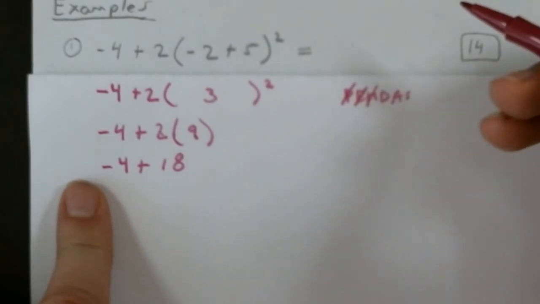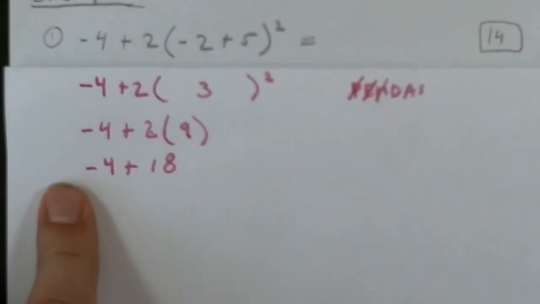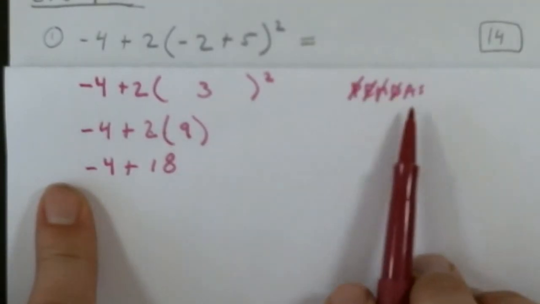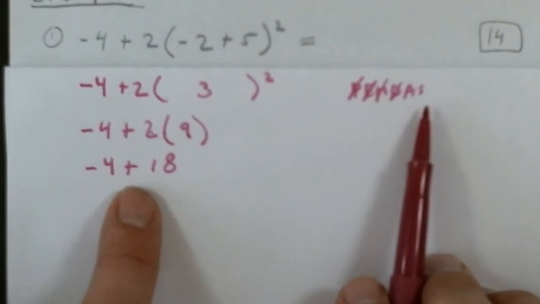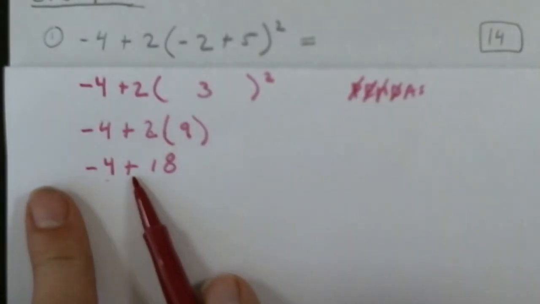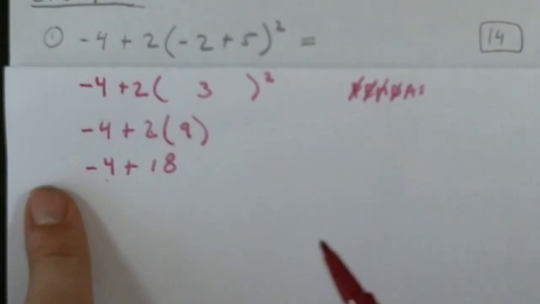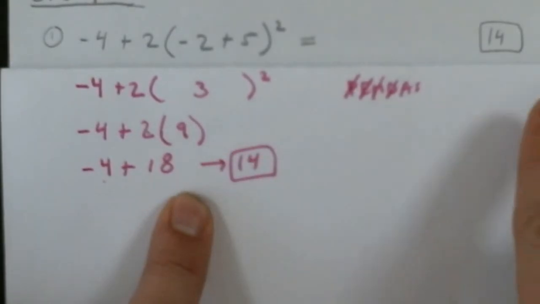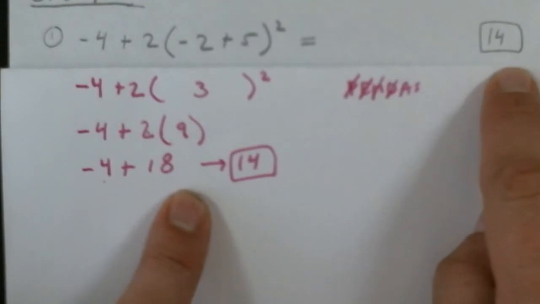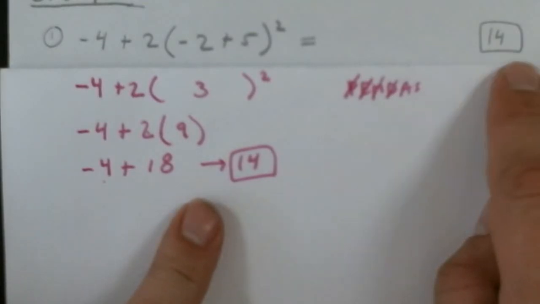Do we have any division? No, we don't have any division. Do we have an addition? We have an addition, but there's a subtraction. Well, don't you have negative 4 plus 18? And that's going to be 14. And that's the answer that we have up there. Okay, just making sure it works.